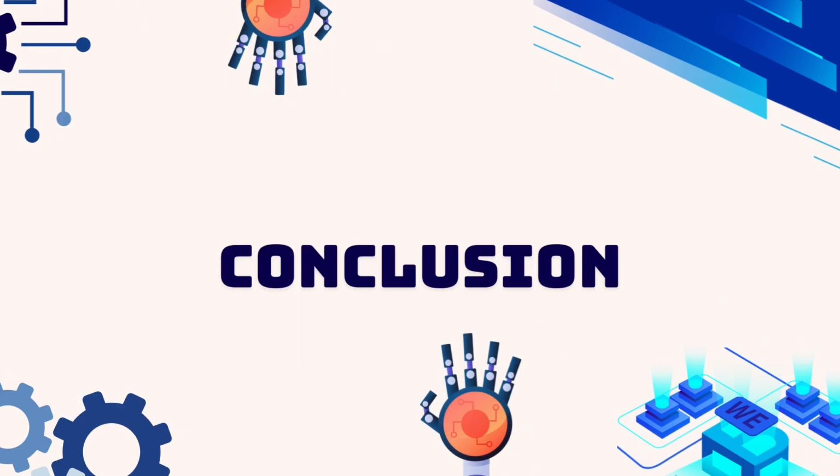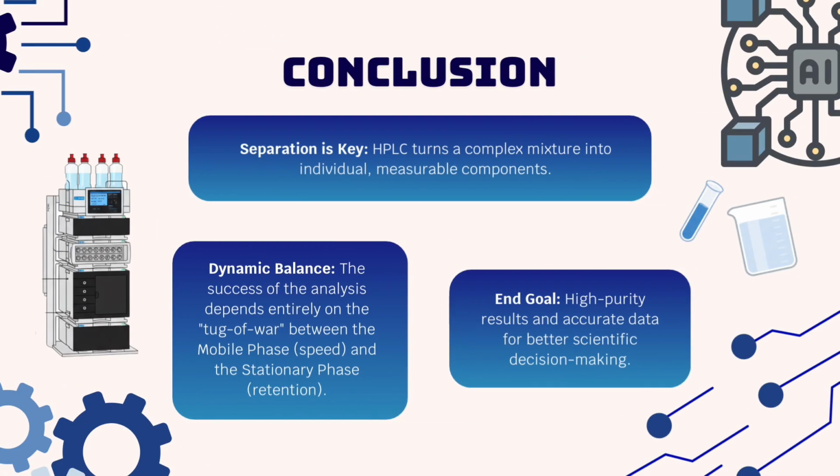Finally, the conclusion for this instrument. HPLC turns a complex mixture into individual measurable components. The success of the analysis in this instrument depends entirely on the tug-of-war between the mobile phase speed and the stationary phase retention, in order to attain high-purity results and accurate data for better scientific decision-making.